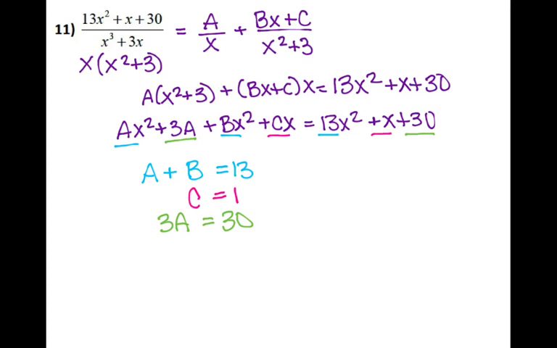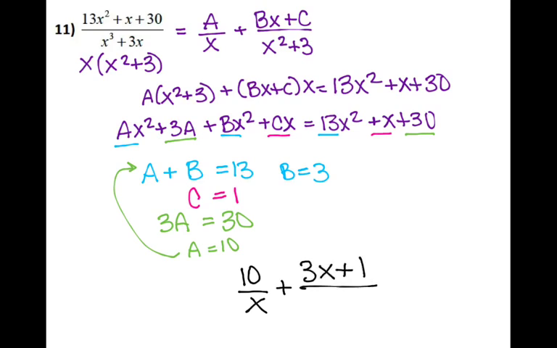So C is 1, we know that. For A, I have 3A equals 30, so that means A equals 10. And I can take that and plug it in right here, so that means B equals 3. So now I can write my solution. I have A, so 10 over x, plus Bx plus C over x squared plus 3.